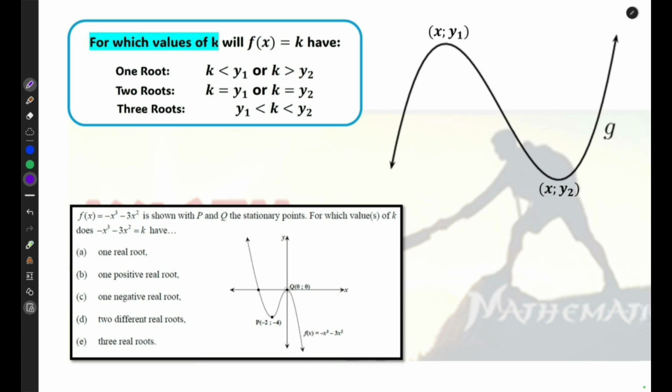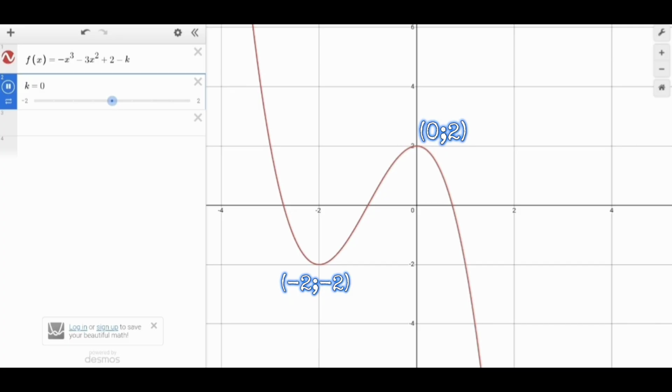The y values of the turning points will just change. But if you study this, then you're going to be safe. Then you're going to be able to answer every question. So if I look at this graph where it is right now, it has two turning points. One is 2 units above the x-axis and one is 2 units below the x-axis. So this graph, if k is 0, has 3 separate x-intercepts. So now there's 3 variations to this question. Let's look at all 3 of them.